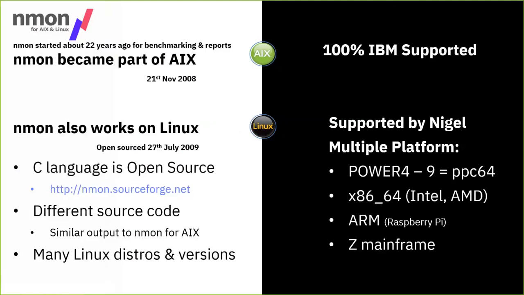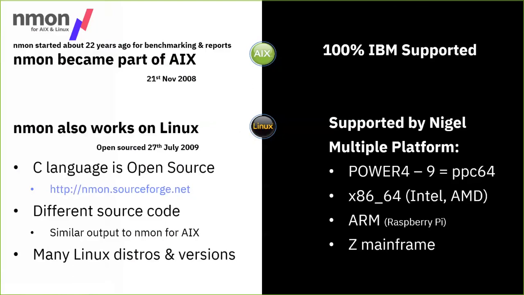The NMON for Linux is open source, so you can go and download it. It's a couple of thousand lines of very simple C code, as long as you understand pointers and all that. The bigger problem is that Linux has lots of different distros and versions, and they change as they go. Also, Linux runs on lots of different hardware, doesn't it?